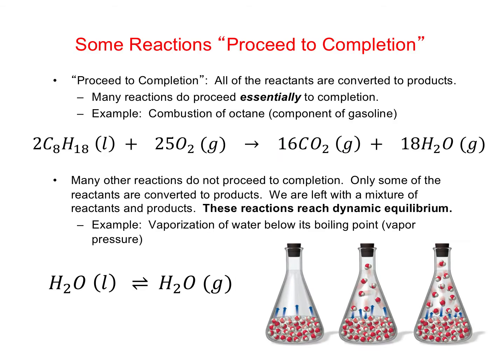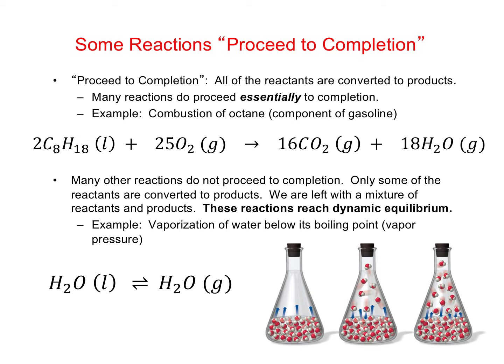We've already encountered some examples of dynamic equilibrium, but now we're going to formally discuss equilibrium and look at it in more detail. A lot of the reactions that we've considered essentially go to completion. That is, all of the reactants get converted into products, except what might be left over based on limiting reagent considerations. An example of a reaction that goes essentially to completion is the combustion of octane, which is the equation that we see here.